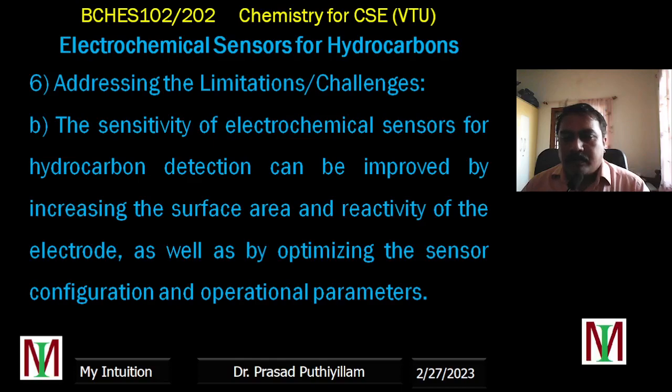We have to increase the surface area. Surface area means, if you use an electrode, how much of its surface is active. You have to increase the active surface area so that more surface is there to detect the hydrocarbon present in the sample, the ions or the hydrocarbon only. To detect the hydrocarbon, more active surface area is there to measure the changes in the hydrocarbon concentration or changes in hydrocarbon itself.